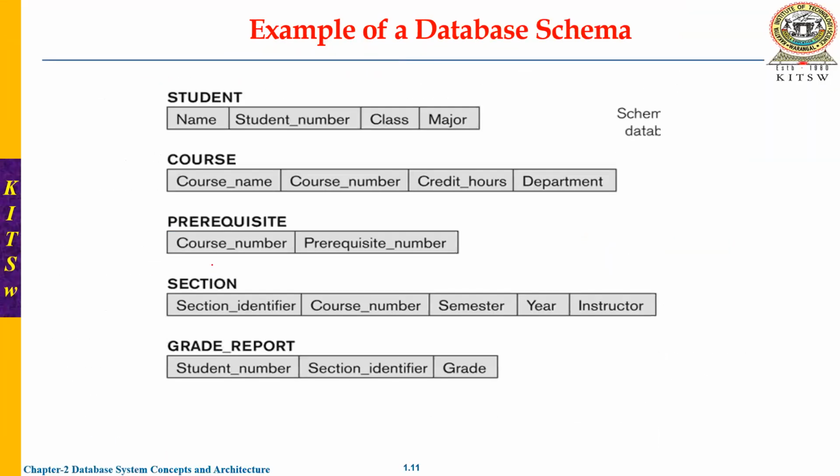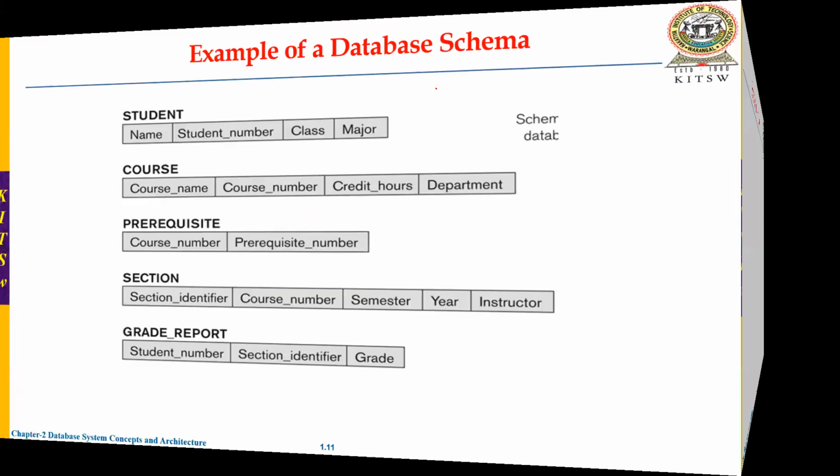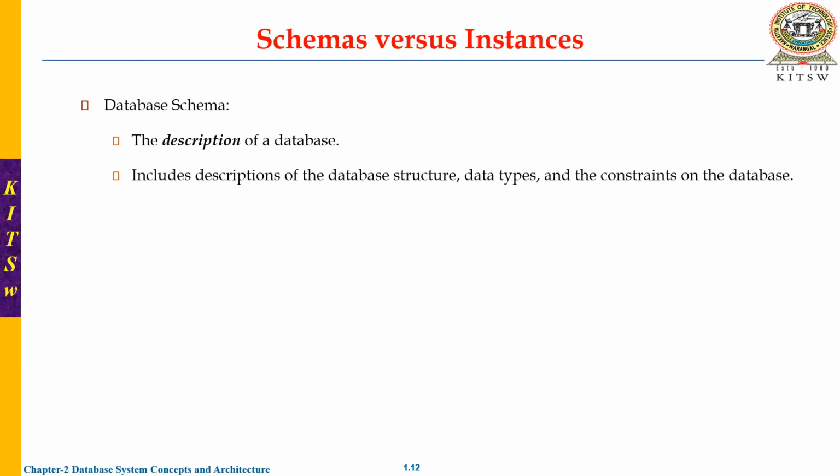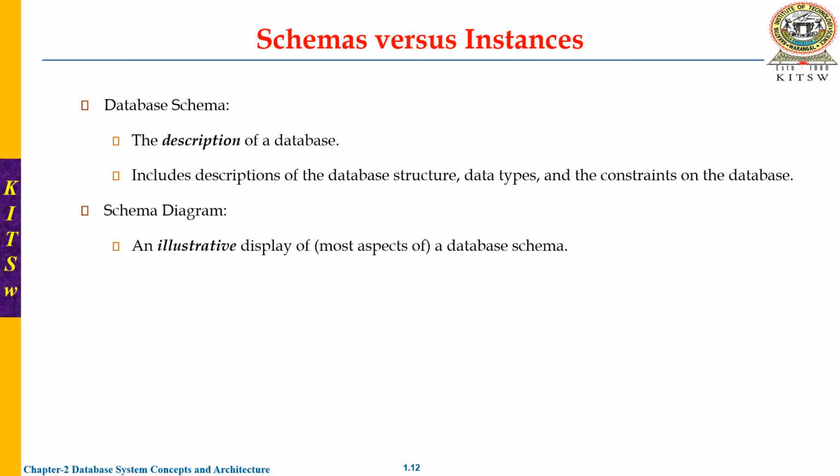Example of database schema. This is one example of a database schema. This is the student, course, prerequisite, and section grade report tables. These are the different tables, and name, student number, class, and major are the fields of that particular table. The database schema is the description of the database, and it includes the description of the database structure, data types, and the constraints of the database. A schema diagram illustrates a display of a database schema.